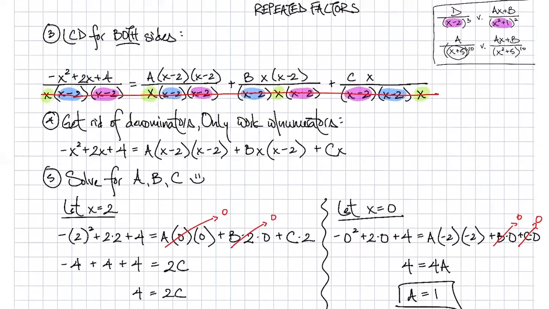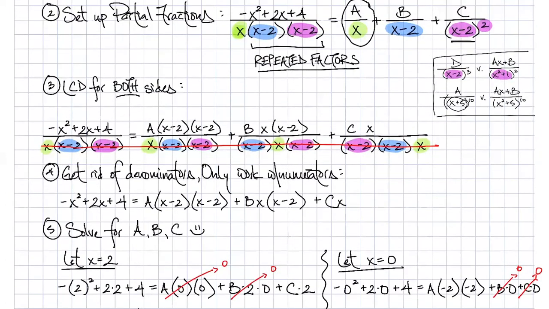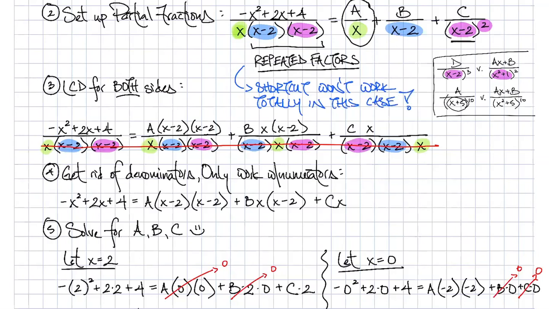Now, when you have repeated factors, let's actually make a note for ourselves that the shortcut won't work totally in this case. Okay, so anytime you have a repeated factor, like a factor that shows up more than one time in the denominator, you can use your shortcut to get started, solve for some of the letters, but you won't be able to solve for all of the letters with only the shortcut, okay?